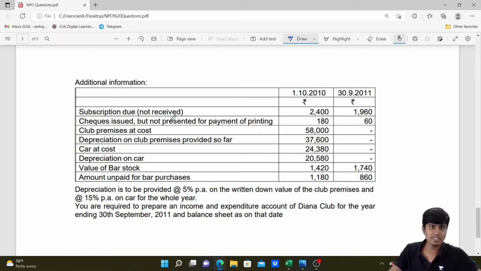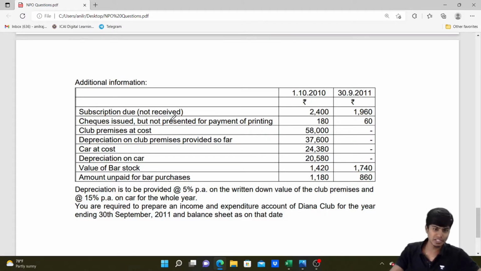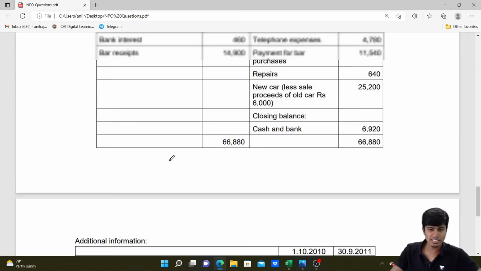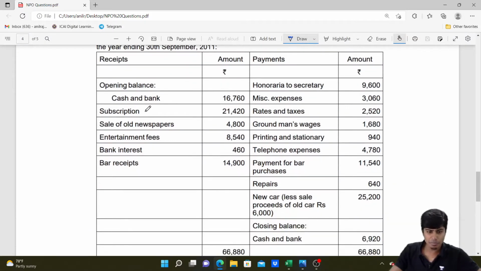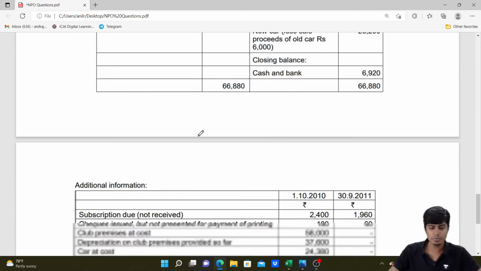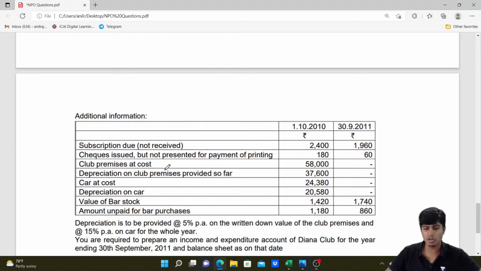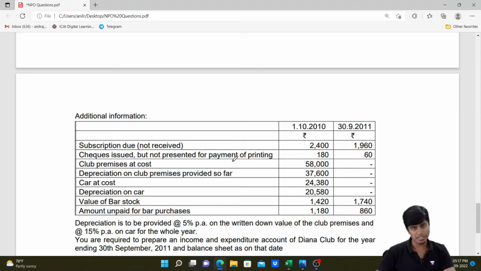Let's read the adjustments, mark them because we have to open ledgers for them later. Subscription is an adjustment. We'll open one ledger for subscription. Then we have checks issued but not presented for payment of printing. If you remember in the previous problem that we did, the EXE club, the adjustment was there with regard to repairs. So here it is with regard to printing.